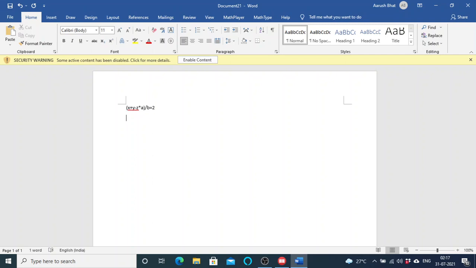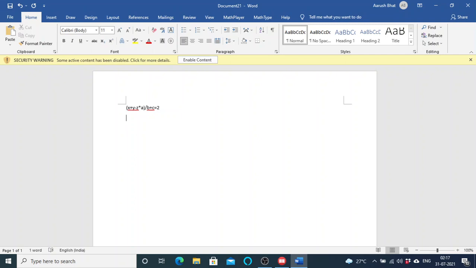Now, what if I wanted to take this one step further and add something to the denominator? I could go ahead and do this: left paren x plus y dash z star a right paren slash b plus c equals 2. I just added a c to the denominator there, so it's now the numerator upon b plus c. But this is not too clear. I used to do this a lot before, when I first started working with math in Word.